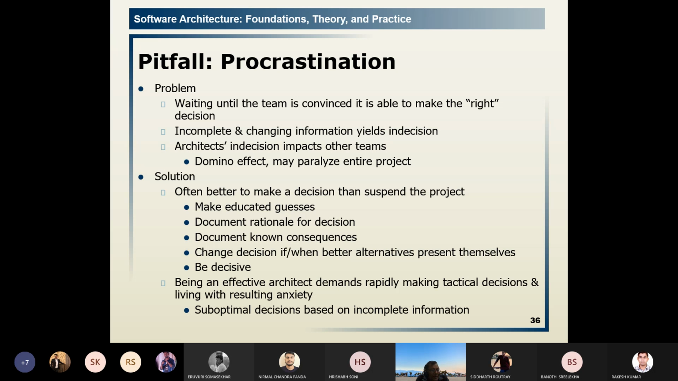Being an effective architect demands rapidly making tactical decisions and living with the resulting anxiety. A suboptimal decision is based on incomplete information. Any sort of incomplete information leads to suboptimal decisions. If you have incomplete information in your hand, you won't bring out the optimal decision. So it says be always affirmative, be rational, identify what the known consequences are. Be very particular in all your decisions.